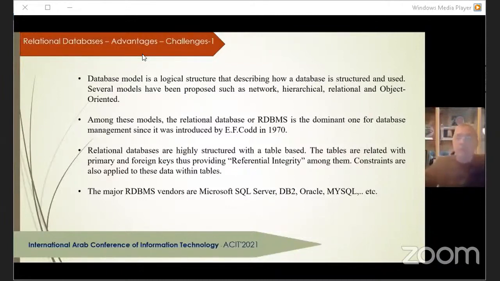As we know, there are many database models. Among all of these models, relational databases is the dominant one since it was introduced in 1970 by Codd. Relational databases are highly structured. The tables are related with primary and foreign keys, as we know. Constraints can also be applied to the data within tables. And the major vendors are Microsoft SQL Server, DB2, Oracle, etc.